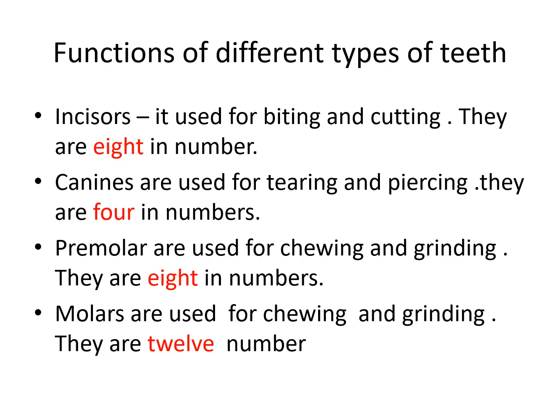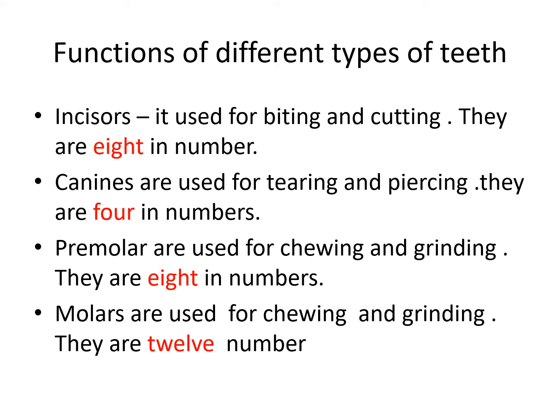So let's move on to the functions of different types of teeth. Among those 4 types of teeth that we have talked about, we want to look at their function. Number 1, incisors. We say that incisors are chisel-like and have one root. These incisors are used for biting and cutting. When someone gives you food and tells you to bite it, you use incisors. Remember, incisors are in front of your mouth, and they are used for biting and cutting.